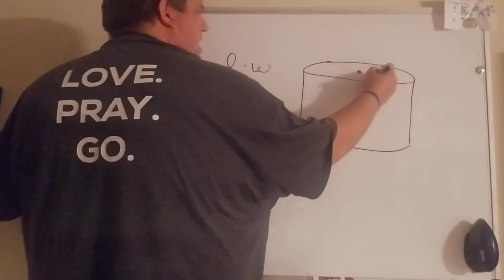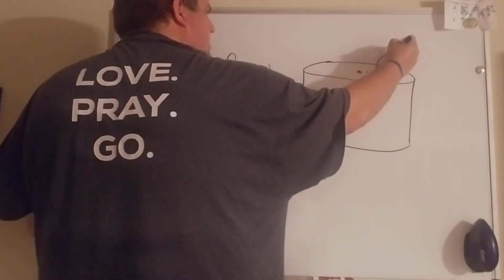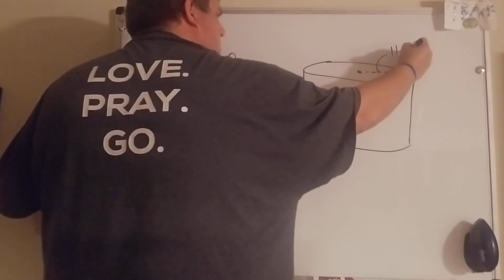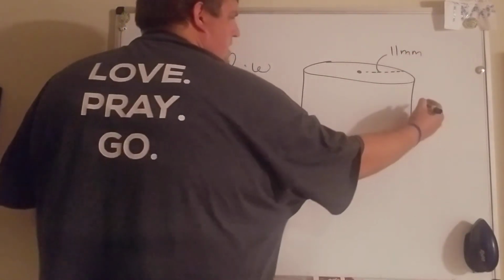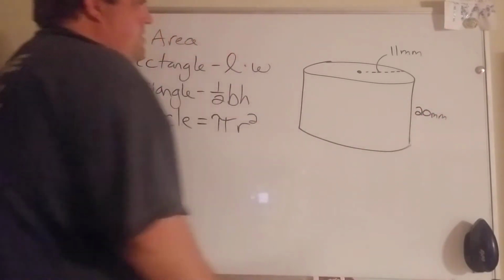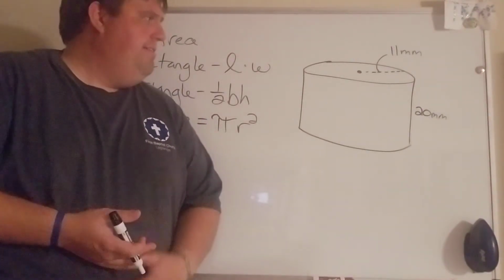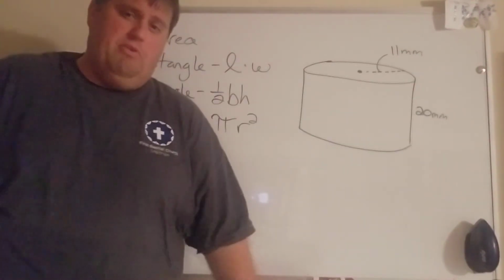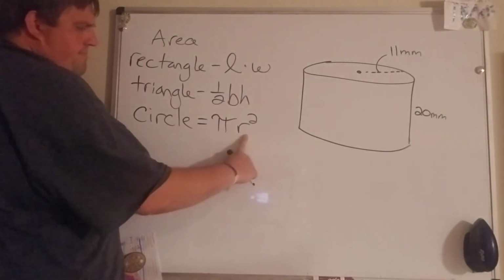So, let's say we have a radius of 11 millimeters. And over here we have 20 millimeters. So again, my base is a circle in a cylinder, right? It's kind of like a circular prism if you want to think of it that way. So we got to do this area of a circle formula.